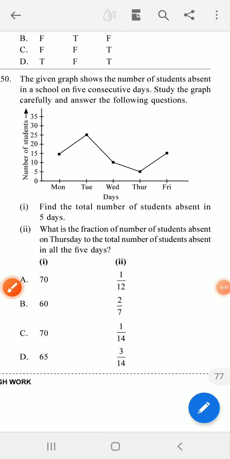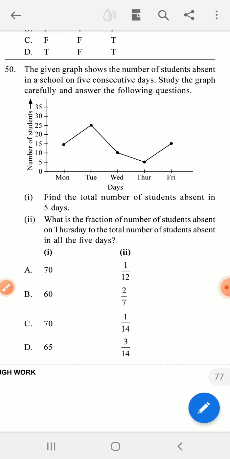And the total number of students absent in 5 days is 70. So from the graph you can easily find out, because all dots are given in the proper way. You can find out from the x-axis and y-axis: the number of students is given, and on the x-axis the names of the days of the week are given. So you can easily find out this answer.